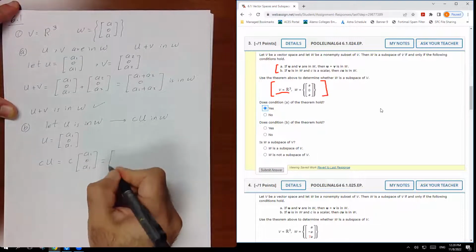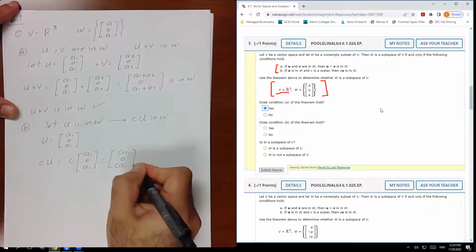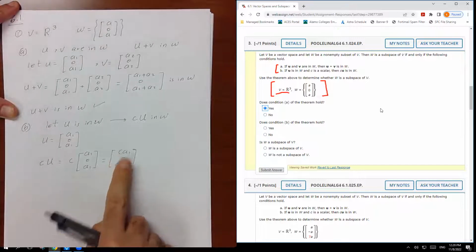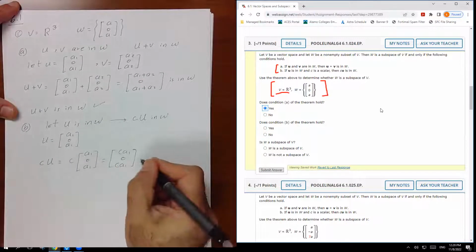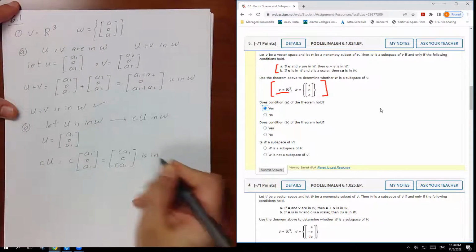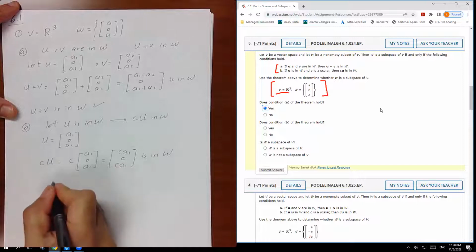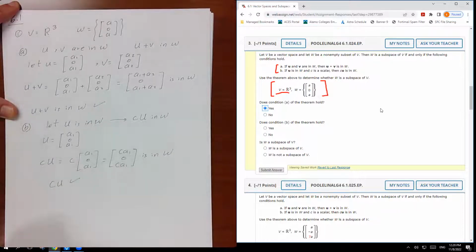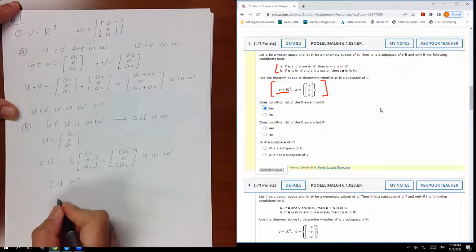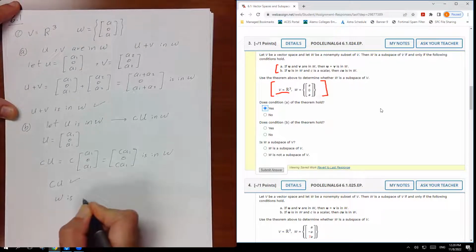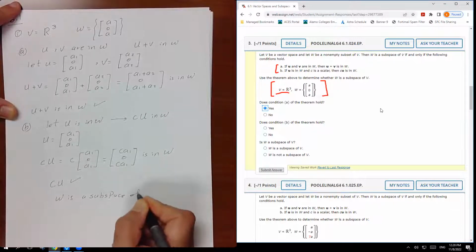So the result is going to be CA1, 0, and CA1. The first element is exactly the same as the last one, and the second one is 0. So the result is a vector in W. That means the second condition, CU, is satisfied. A is satisfied, B is satisfied. So in this case, we're going to say W is a subspace of V.